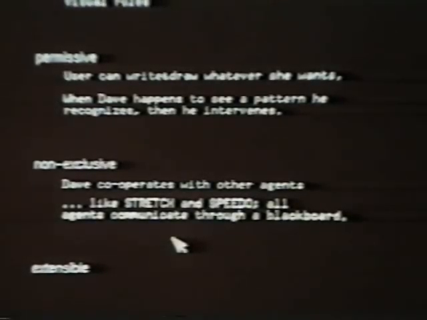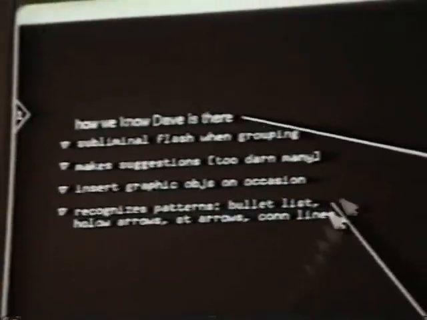So if Tony will go up here to the top of the screen, we can see that right now there's a list of the agents which are active, which is Dave, whom we know, and another one called Stretch. And so if we go down here, Stretch's job is to make sure that connecting lines are always connecting their objects even if those objects move. Stretch isn't real sophisticated, but he and Dave are both cooperating.